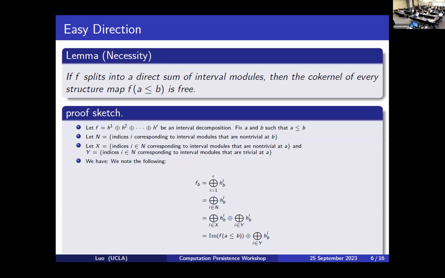So knowing all this, what can we do? Well, what we're interested in, in this context, is the co-kernel, and the co-kernel we can get by taking F of B and modding out by the image of the structure map F from A to B. Now the thing about this quotient is that it's actually precisely isomorphic to the right-hand guy, the direct sum with indices in Y. And that thing we know is free. So therefore, our co-kernel of interest is in fact free.